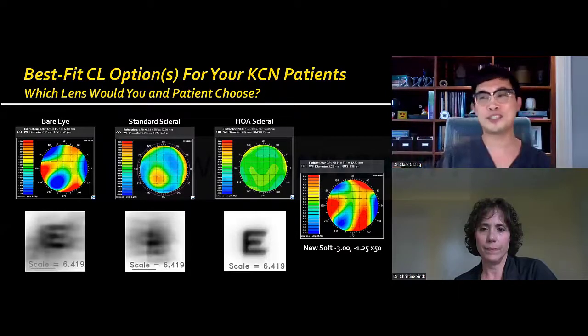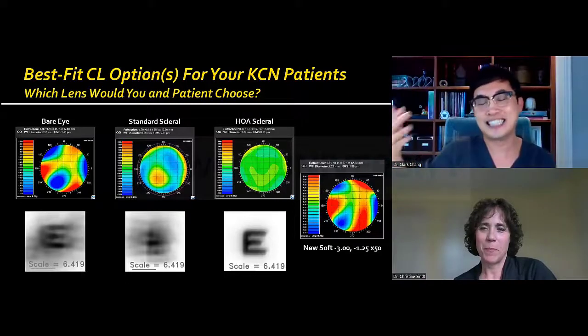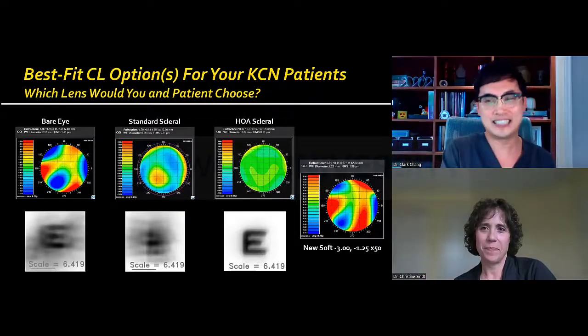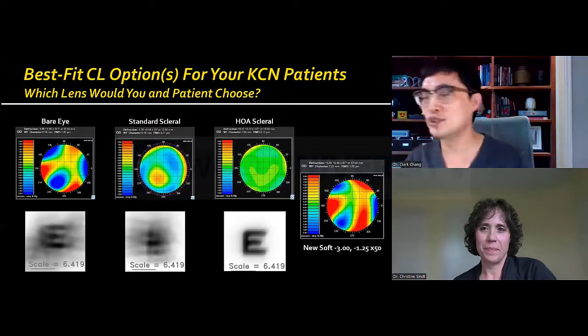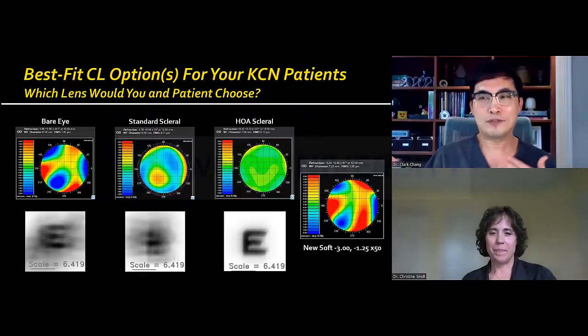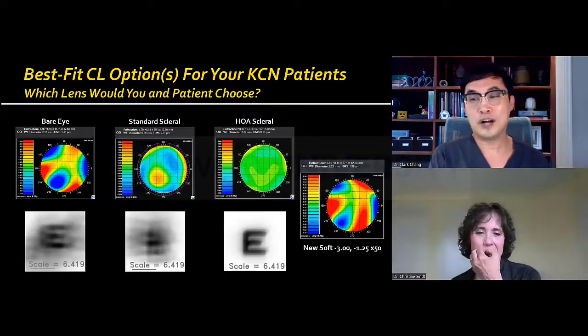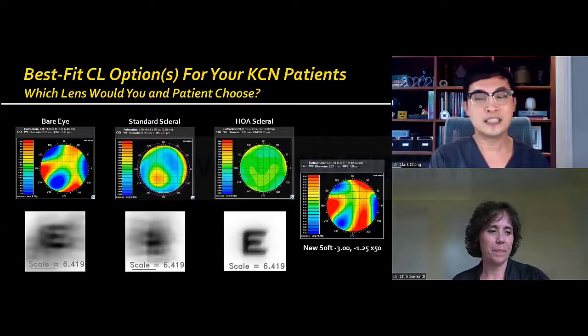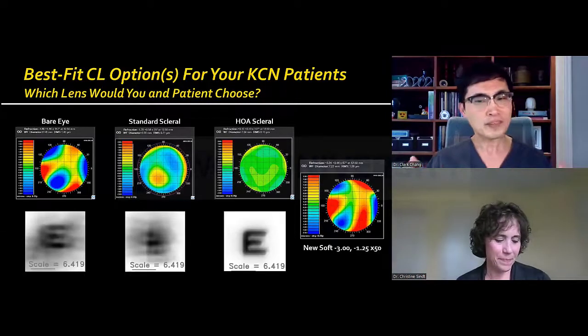She's one of those patients that Christine talked about, where they notice the difference in that optical distance. And she's even worse in the scleral. So she didn't know what to do. She came to see me. We eventually decided, after seeing her for a while: do you want to try an HOA scleral lens? Let's give it a try.